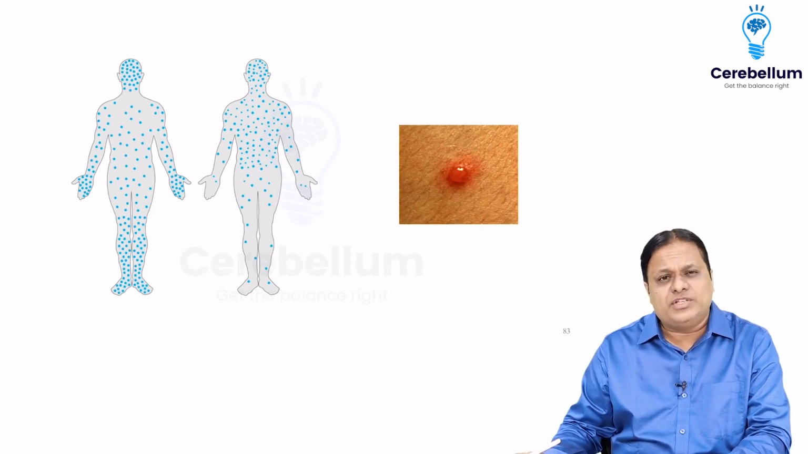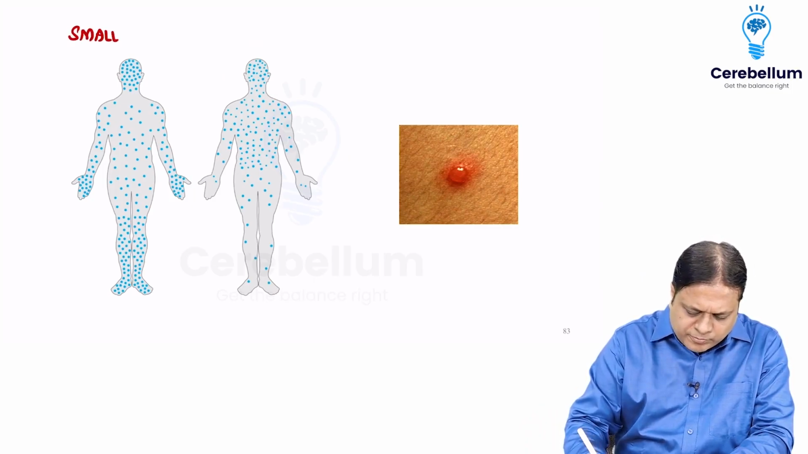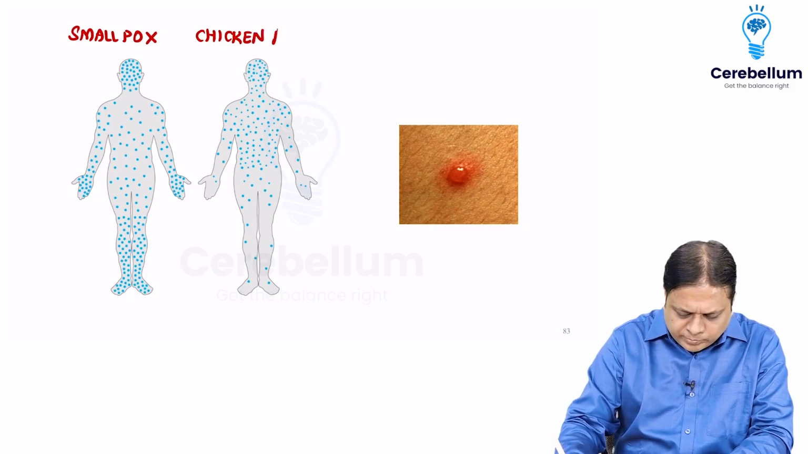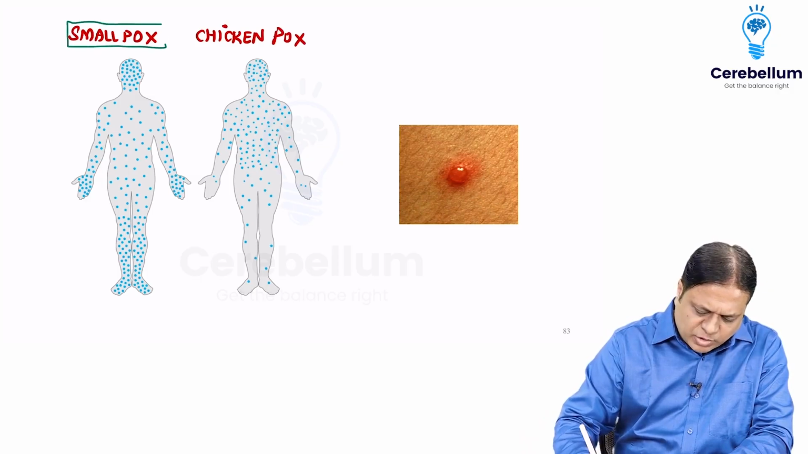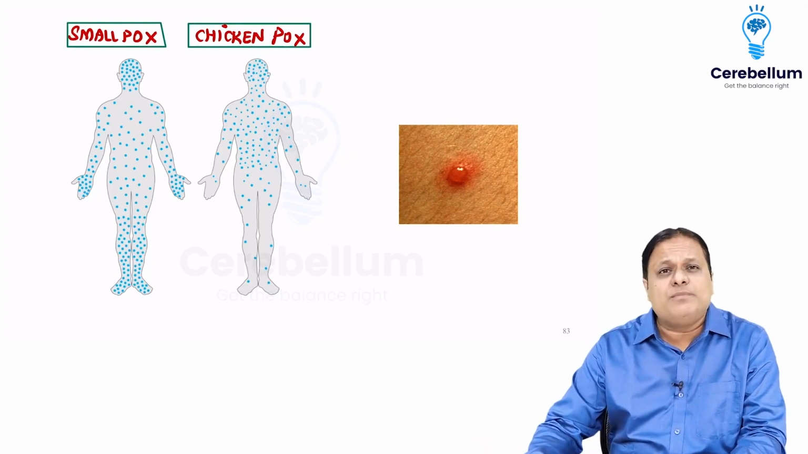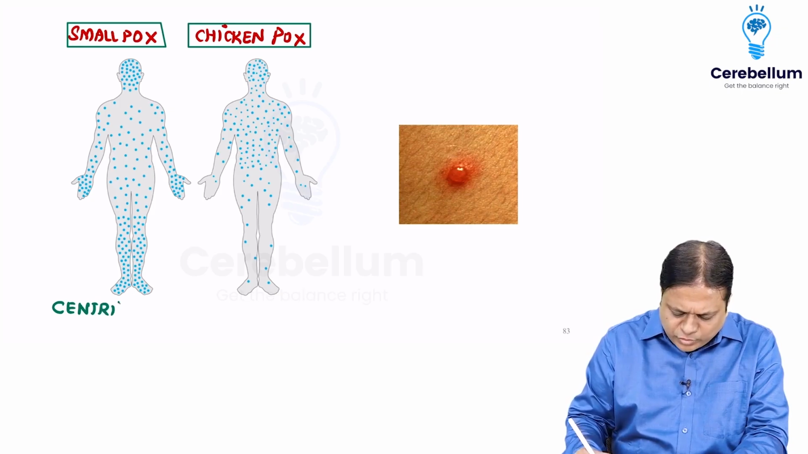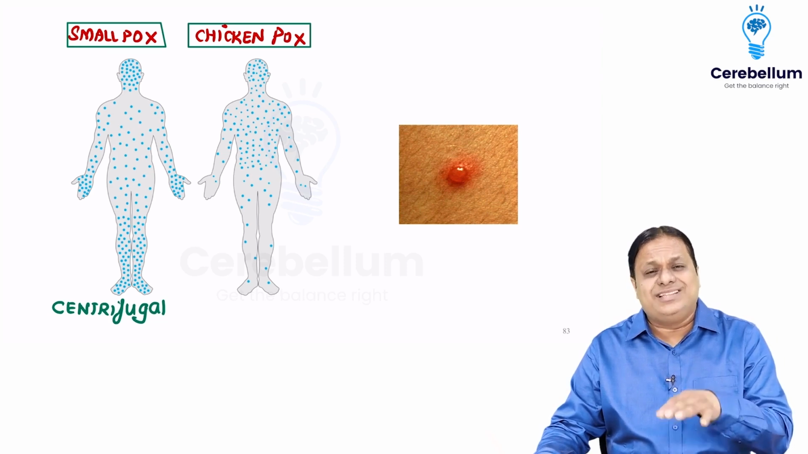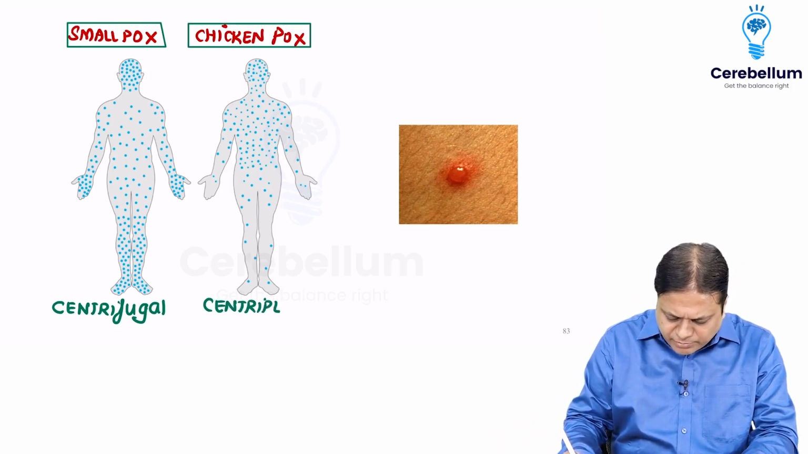Can you identify which of them represent which? First one is smallpox and second one is chickenpox. How did you differentiate that first is smallpox and second is chickenpox? It is based on distribution of the rash. Look at the first one. Smallpox has centrifugal distribution, whereas chickenpox rash is in the central part of the body. This is more centripetal distribution.